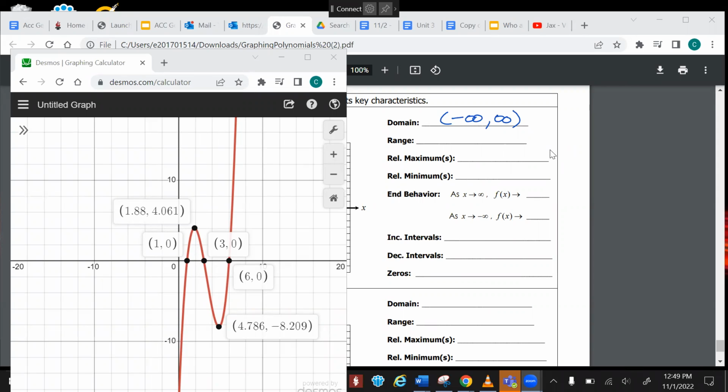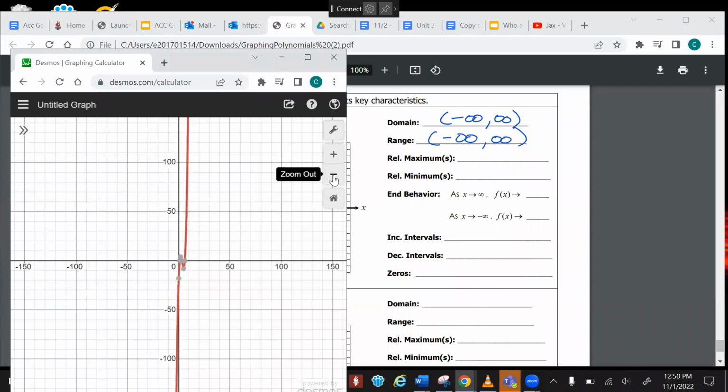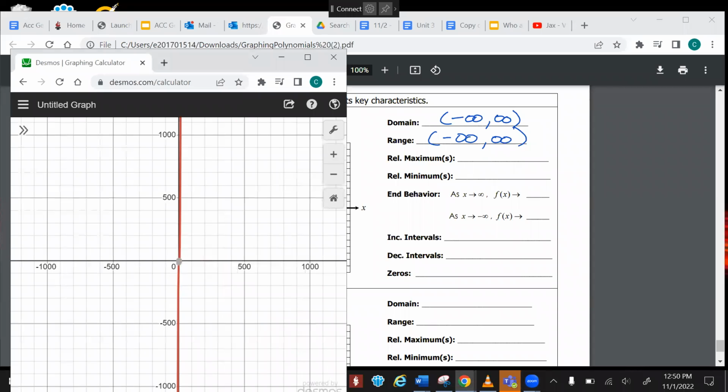So the domain is going to be negative infinity to positive infinity. The range is your lowest y value to your highest y value. And in this case, it's negative infinity to positive infinity. So what is my lowest y value? If I zoomed out on here, it keeps going forever down, right? And it keeps going on forever up, right? So that's represented by negative infinity to positive infinity. That's my range.